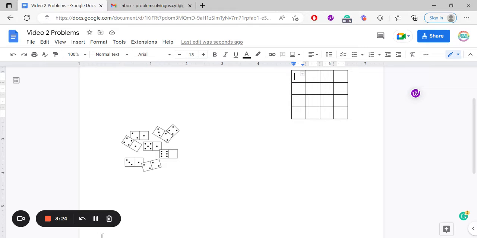Also, please remember this condition. There cannot be more than 6 dots on one half of a domino. Okay, now let's come to the solution.